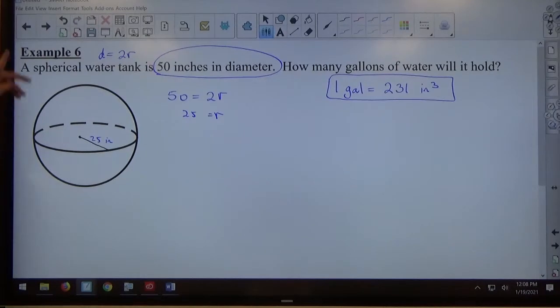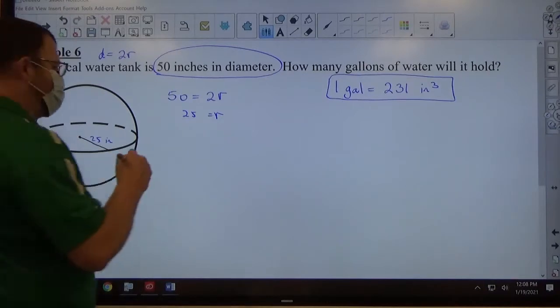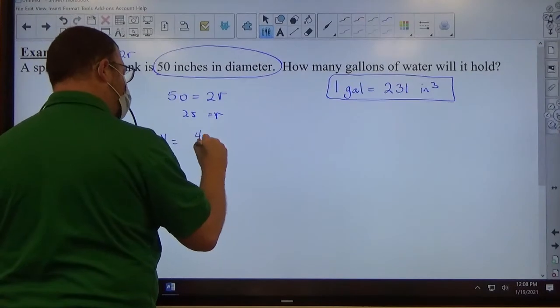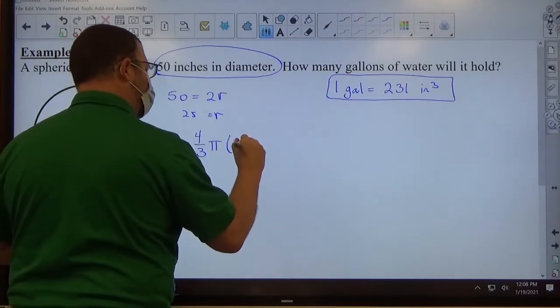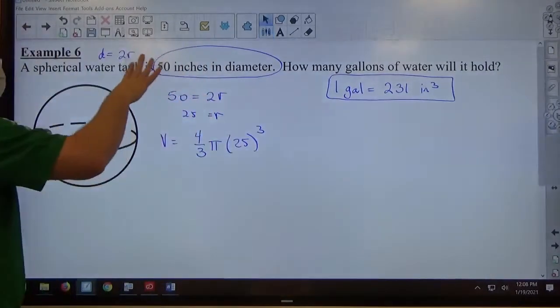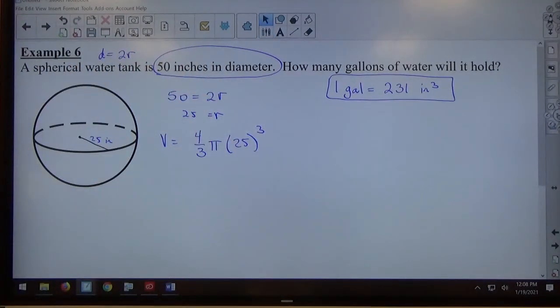So, gallons is volume. I need to get the volume of this sphere. The radius is 25 inches. So the volume, according to this volume formula, is 4/3 pi times the radius cubed. Again, notice it is radius, it's not diameter. Sometimes they give you diameter, so be careful to find radius.